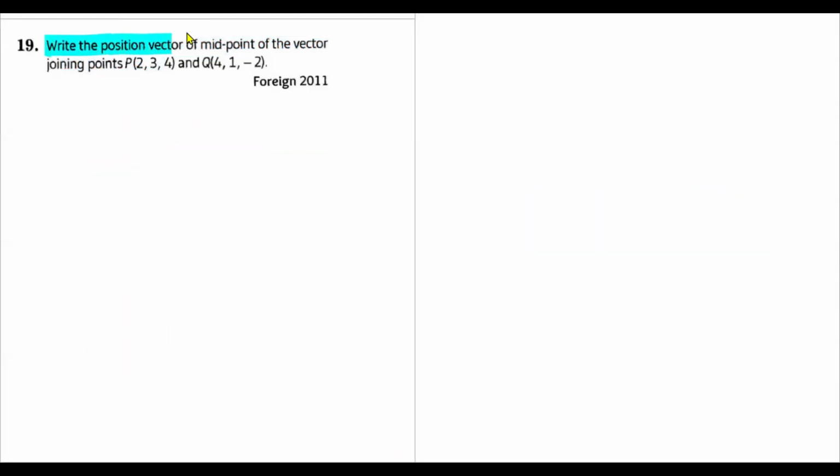In the next question, it says, write the position vector of the midpoint of P and Q. So we can say that the midpoint is OP vector plus OQ vector, divided by 2. That's a special case of the section formula.